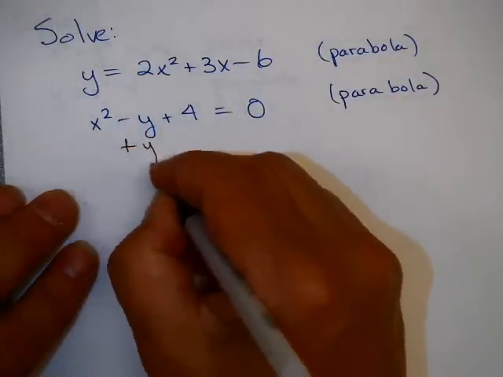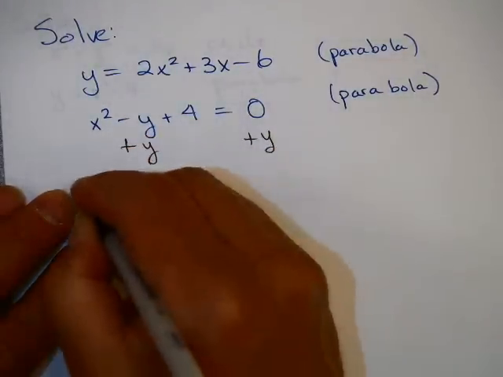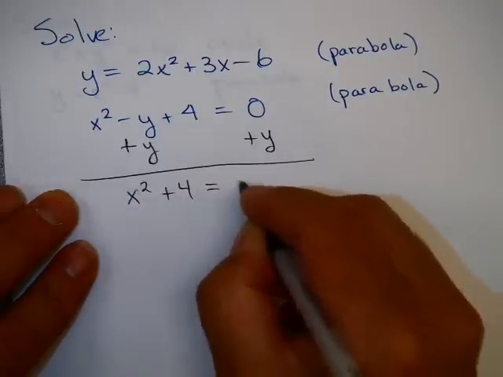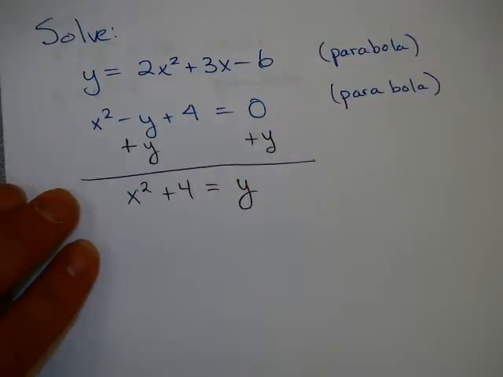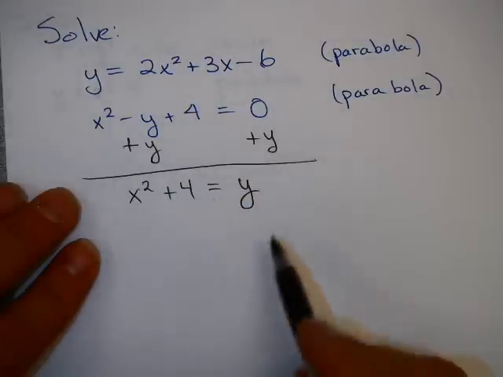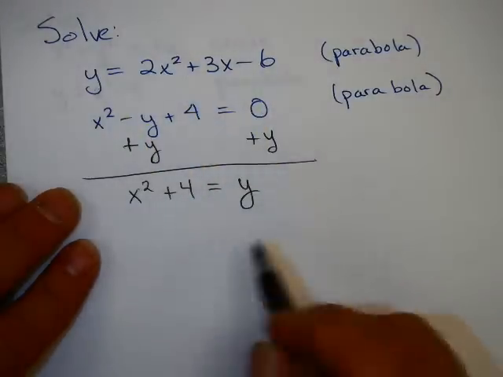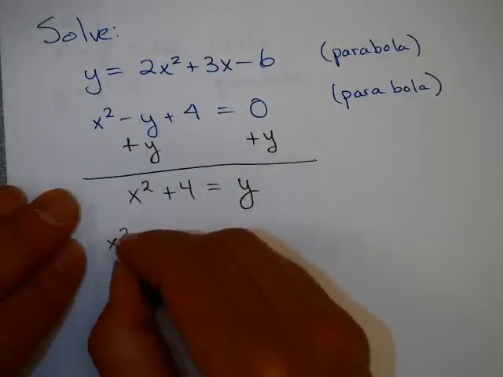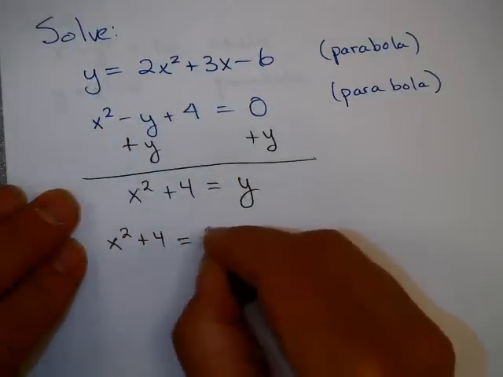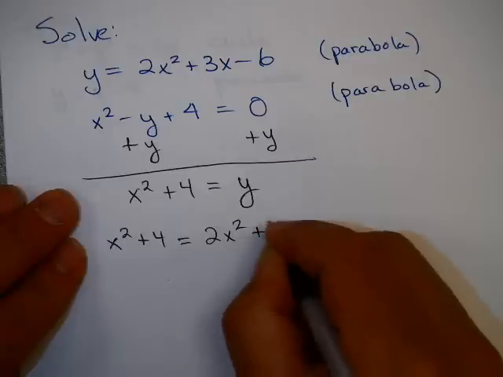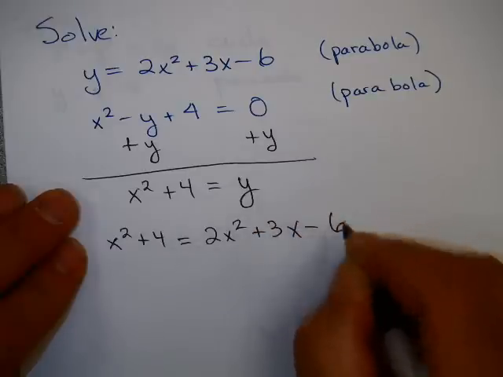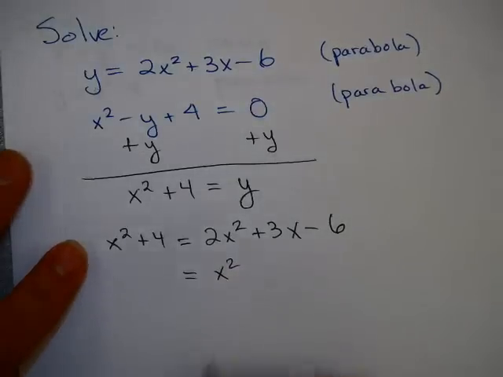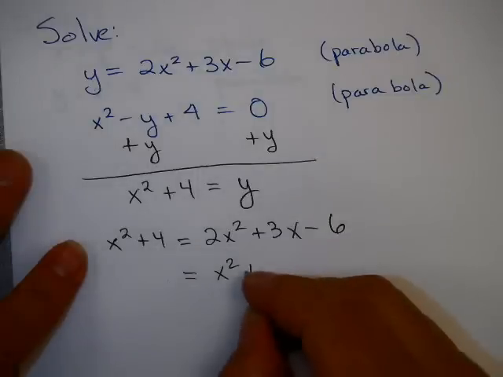The easiest way to solve for y is to add y to both sides. When I do that, I get this equation here. So now I have my two parabolas. They're both solved for y. So I'm going to replace y with x squared plus 4 in the first equation. Now let's continue on. You're probably pretty good at factoring by now. I'll subtract x squared from each side, and I'll subtract 4 from each side.